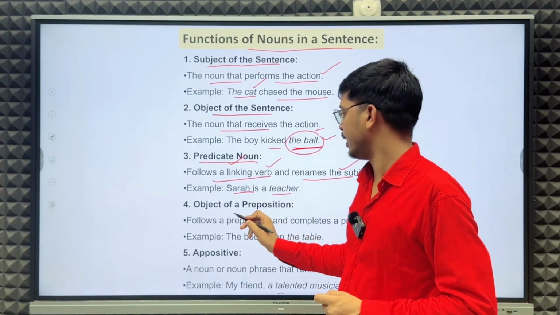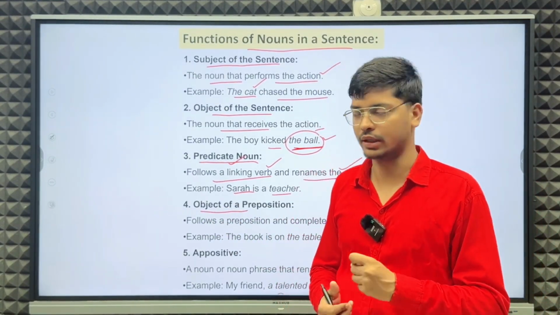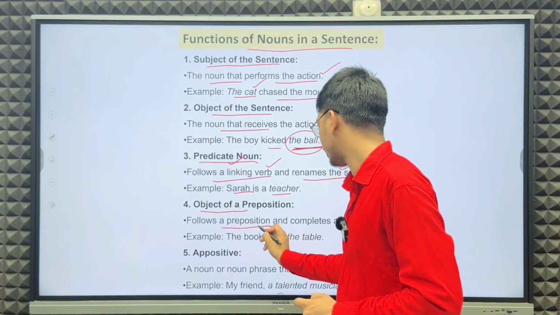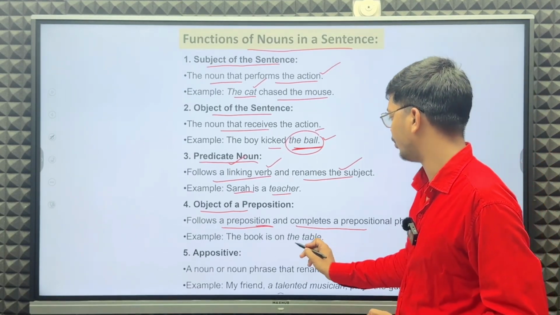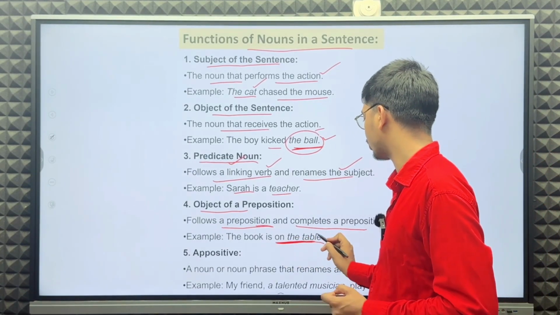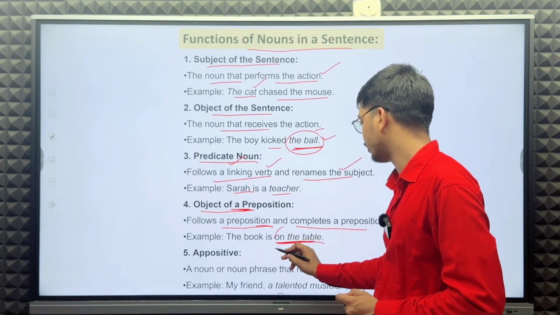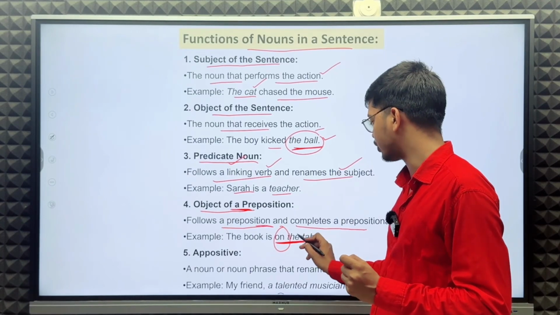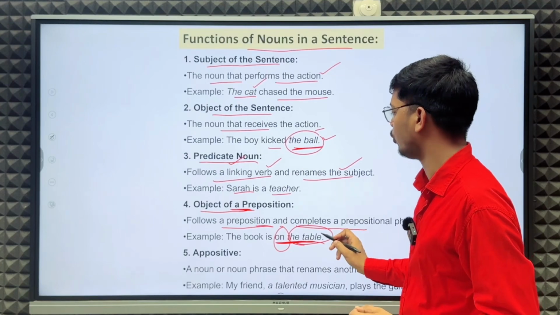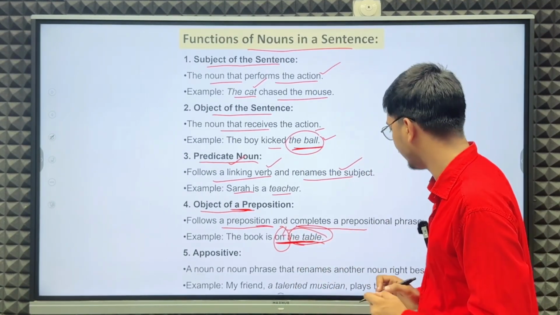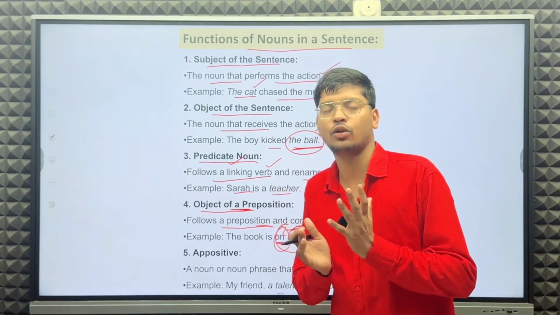Next, object of a preposition. It follows a preposition and completes a prepositional phrase. Like the book is on the table. Here on is the preposition, and the table is a noun. So it follows the preposition and completes the prepositional phrase. On the table is an object of a preposition.